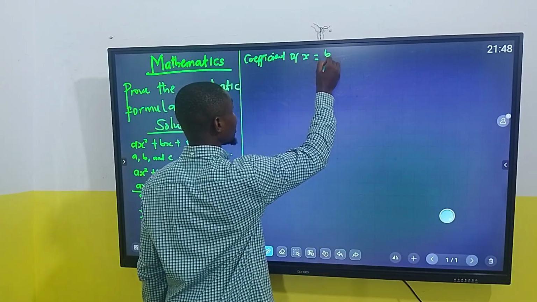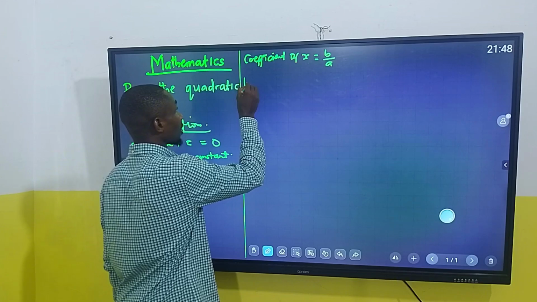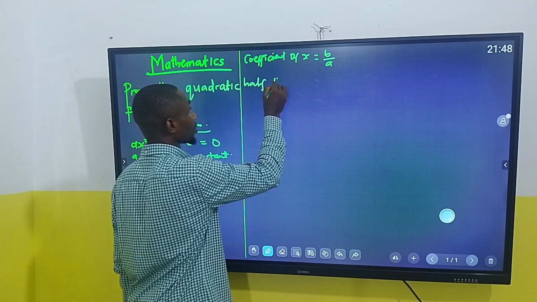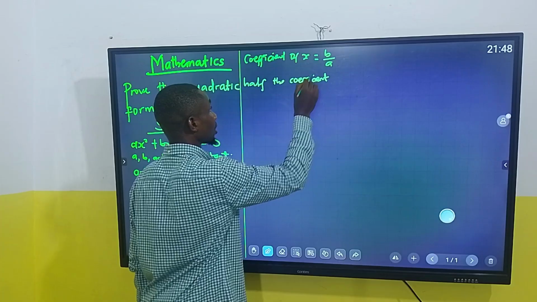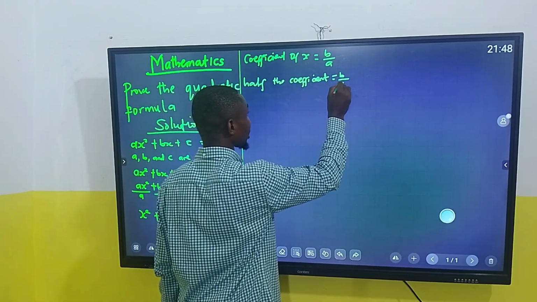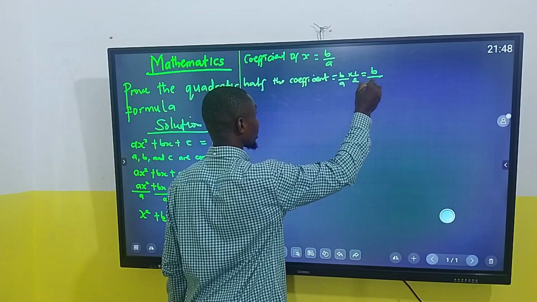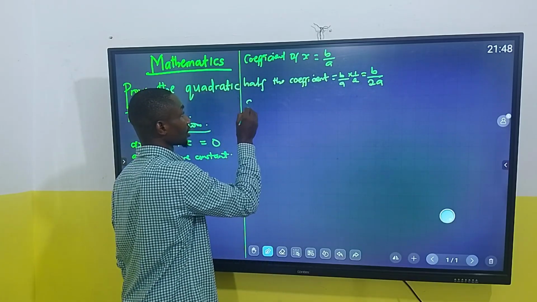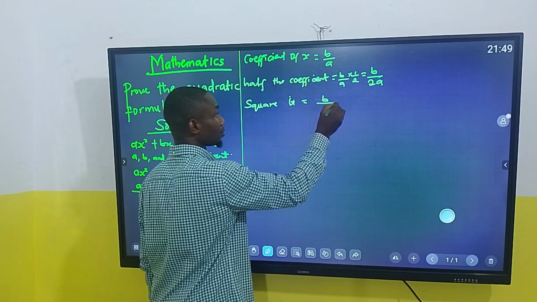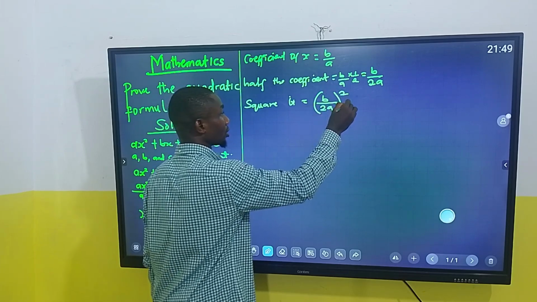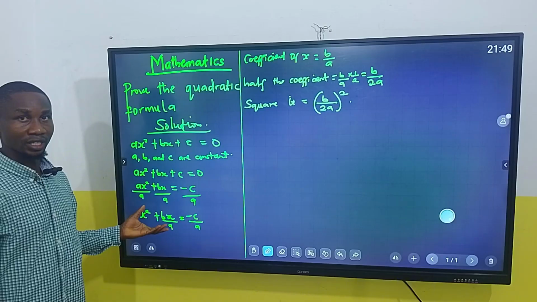The next thing to do is to take this coefficient and multiply it by 1 over 2, which would be equal to b over 2a. So the next thing to do is what? Square it. After having it, square it. If I square it, it simply means b over 2a all raised to power 2. After doing this, what would you do? If I add this to this side of the equation, it is now a perfect square.